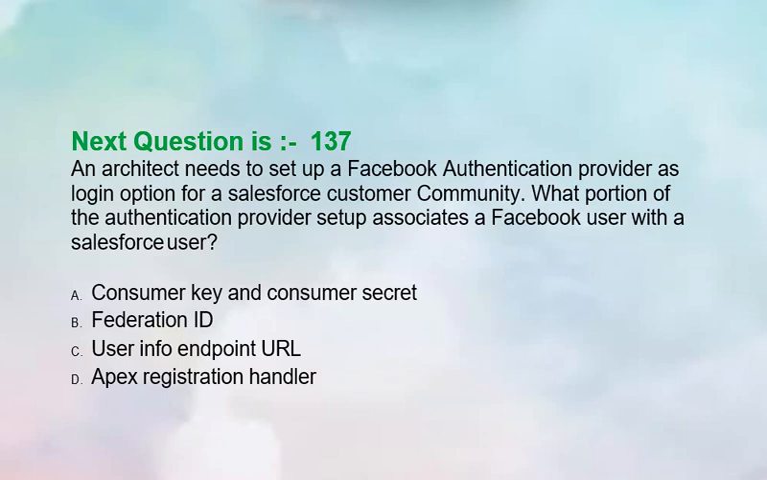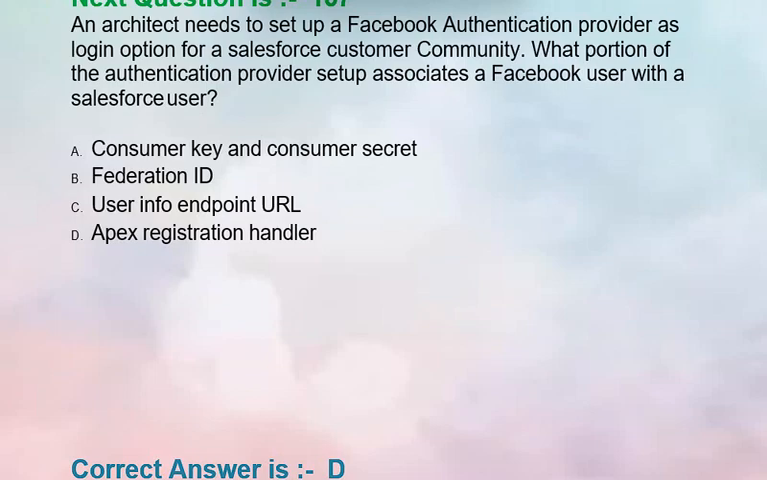Option A: consumer key and consumer secret. Option B: federation ID. Option C: user info endpoint URL. Option D: Apex registration handler. Correct answer is option D.